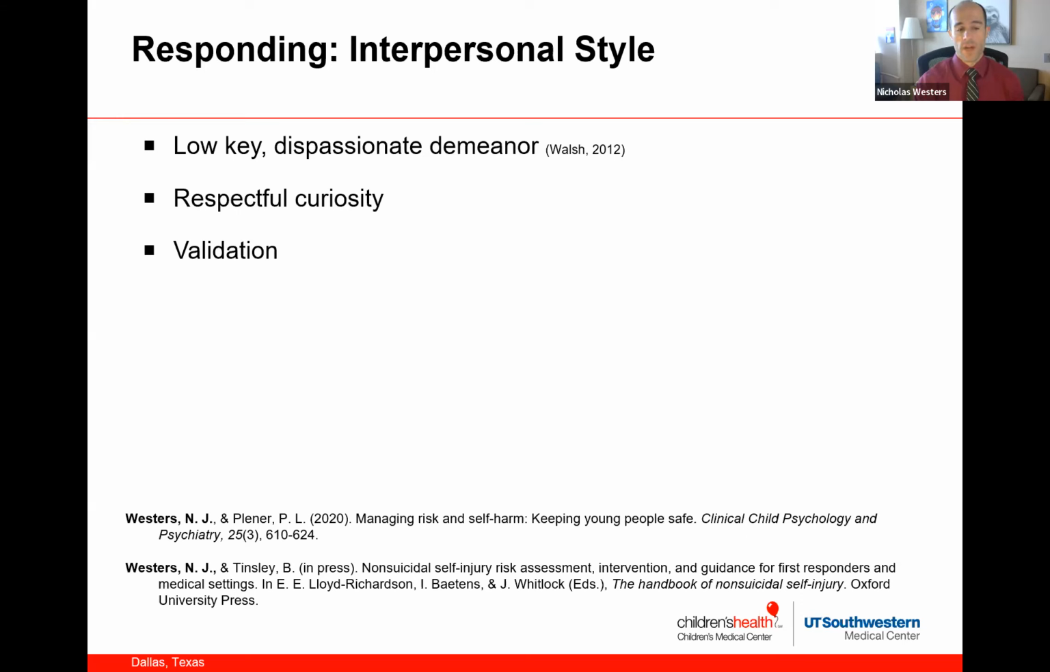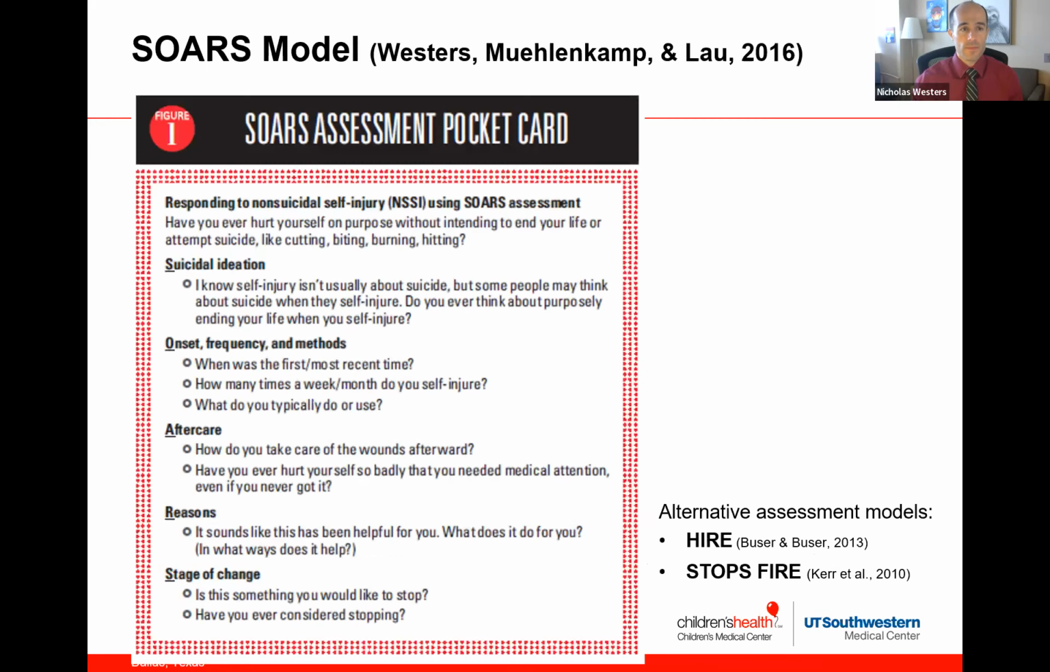There are a couple of papers that I wrote that I'll probably share with the resources. One is in press right now, and should come out later this year, hopefully sometime this summer, in the Oxford University Handbook of Non-Suicidal Self-Injury, where I talk about first responders, which are often medical providers, but sometimes mental health providers, the first to learn about self-injury, and the way to respond. And here in the paper is the actual acronym, SOARS.